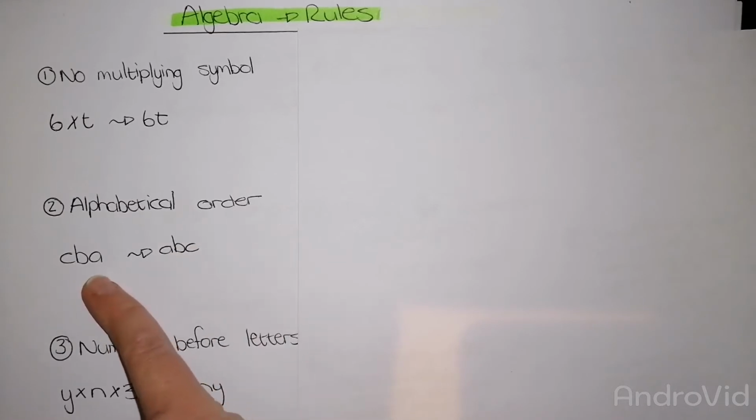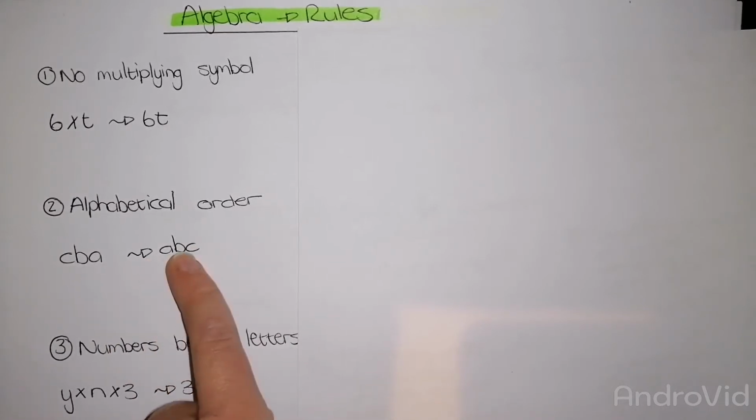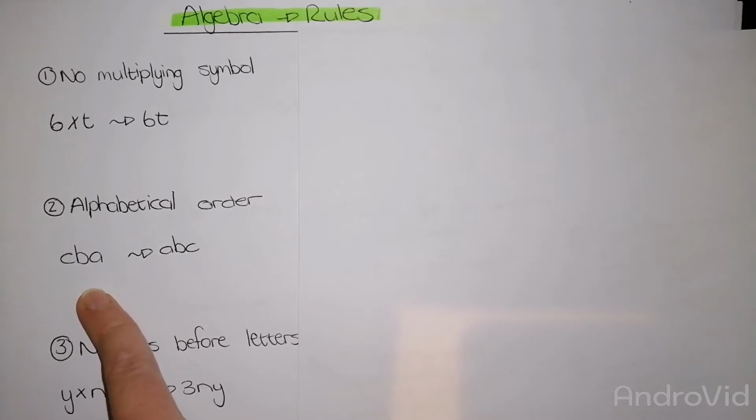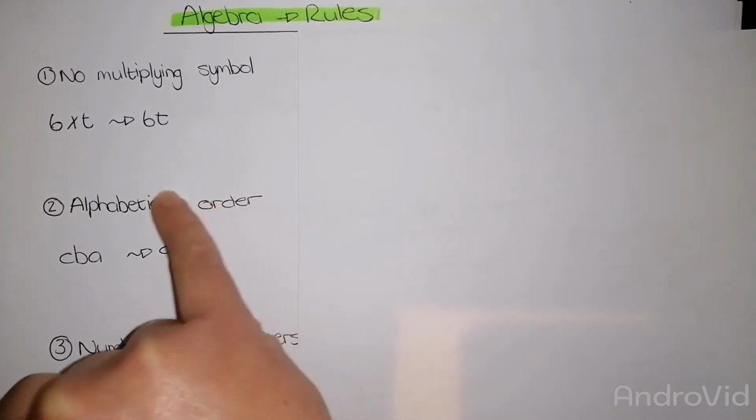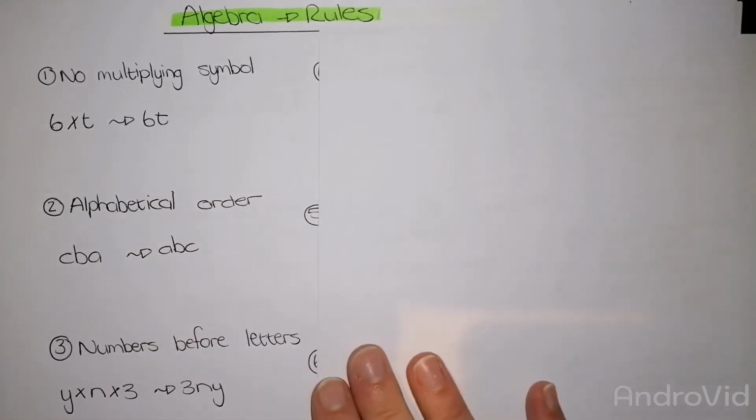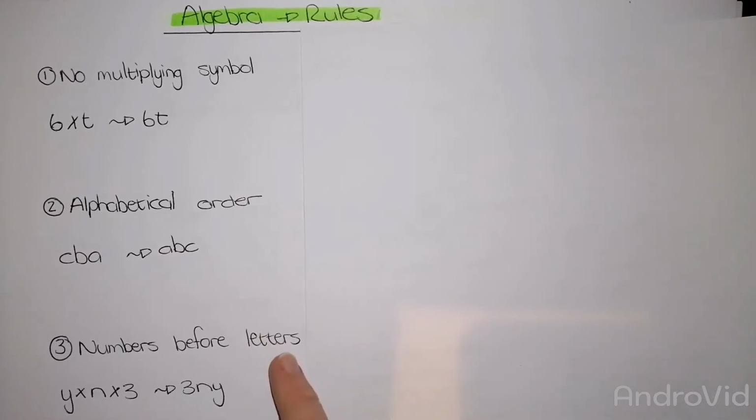Our letters are always written in alphabetical order. So if you get an order like CBA, you need to swap it around so that it is written as ABC. The third one is we always put the numbers before the letters.